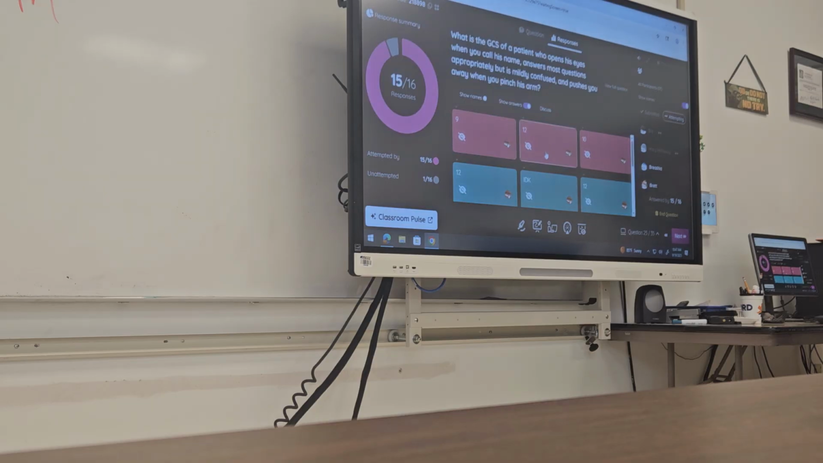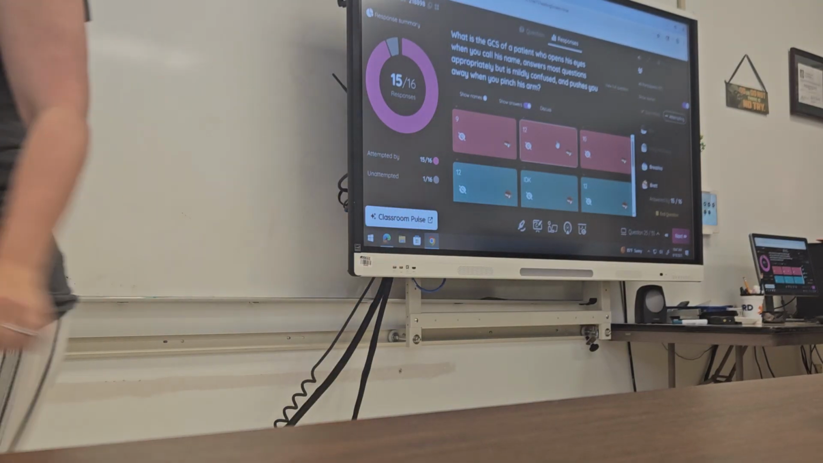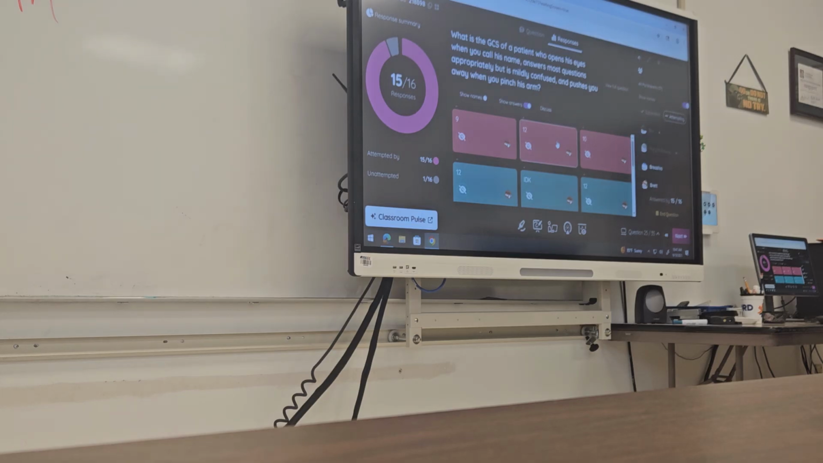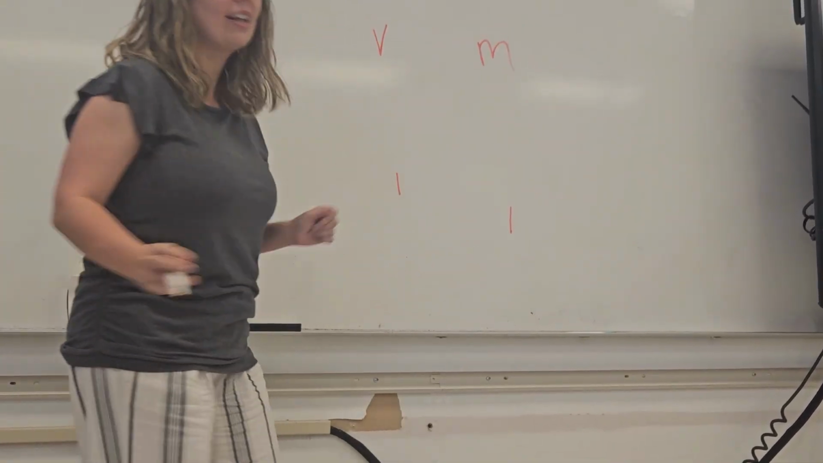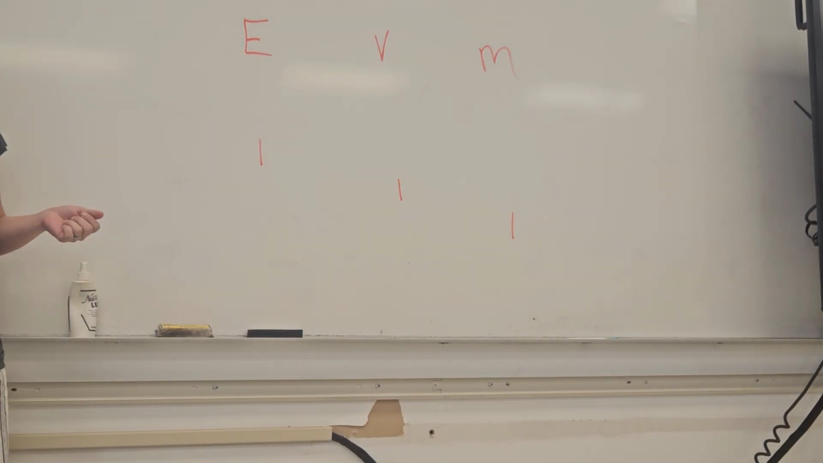Good. 12. It is 12. All right. What is the smallest GCS your patient can have? A 3. You cannot have less than a 3, okay? Abraham Lincoln, who is dead and in the grave, has a GCS of 3. So if you tell me you have a GCS of 0, I'm going to look at you sideways, all right? Cannot have less than a 3. That is the bottom number on all of these, all right?